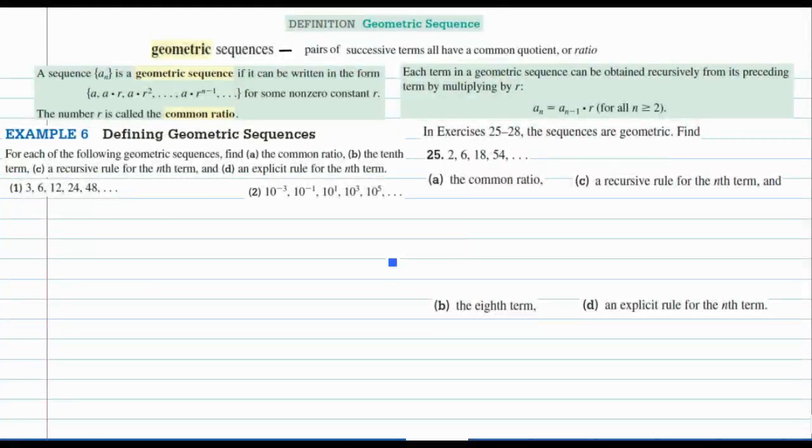This is the screencast for section 9.4, example 6. In the last example, you looked at arithmetic sequences. Now we're going to look at geometric sequences. Geometric sequences are related: each term is related by a common ratio, which they call r. So instead of adding a certain number each time, they're going to multiply by a certain number each time.